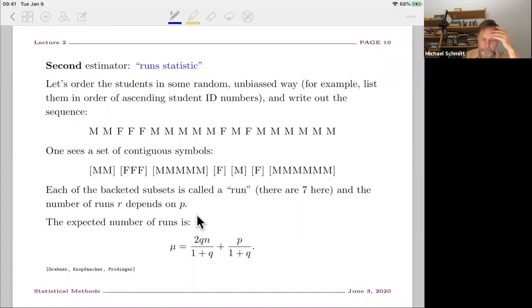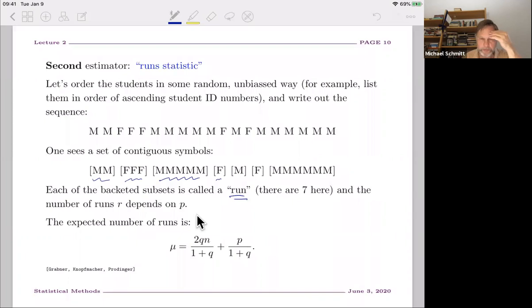So let's suppose we order all of you students in some random unbiased way using, I don't know, let's say the last digits of your student ID numbers or something. And then we write out the sequence: males, females, males, females. This is totally random. There's no significance to the order here at all. Now you'll notice that there are little contiguous groups where the symbols M or F are the same. Each one of these is called a run. And for this example, there are 7 runs. You can count them up.